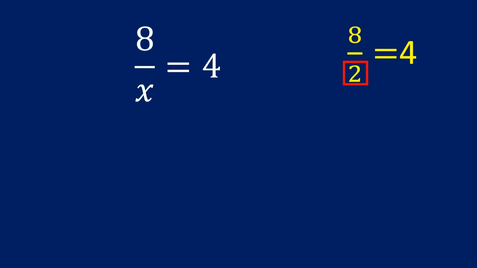But now how can we show work for this example? Well, here's a quick and simple technique. 4 is the same as 4 divided by 1. Whenever you have two fractions separated by an equal sign, you can cross-multiply. 8 times 1 is 8. Don't forget to write the equal sign, and then we can multiply the other. x times 4 is simply 4x.